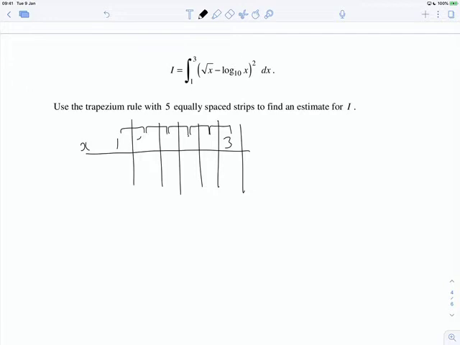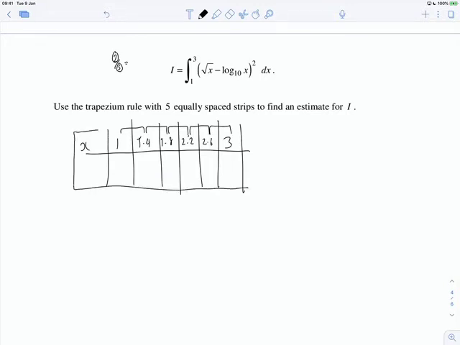let's think about this. Well, I need to count 2 divided by 5 because there's a difference of 2 between 1 and 3, and there's 5 numbers, 5 strips. So that is going to be 0.4, is it? So 1.4 plus another 0.4 is 1.8, add another 0.4 is 2.2, add another 0.4 is 2.6. Yes, okay, that works, that's fine.